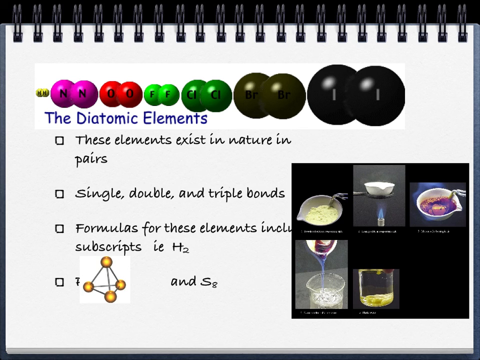Let's not forget about our diatomic elements. We have 7 of them, and these elements exist in nature in pairs. And when we look at the bonding between these atoms, we see single bonds. For example, hydrogen, fluorine, chlorine, bromine, and iodine all have a single bond, whereas oxygen has a double bond, and nitrogen has one of the strongest bonds of all, a triple bond.